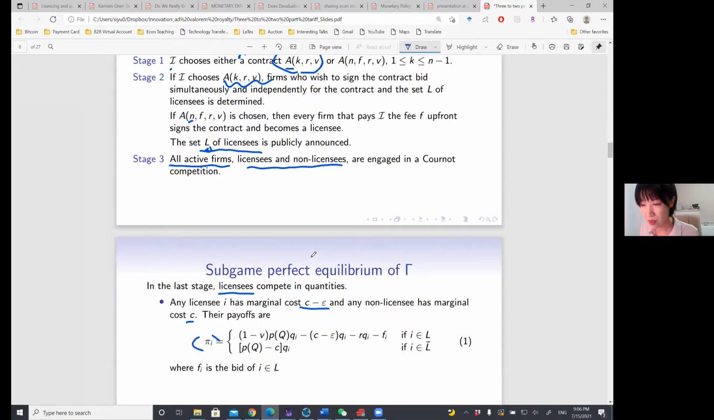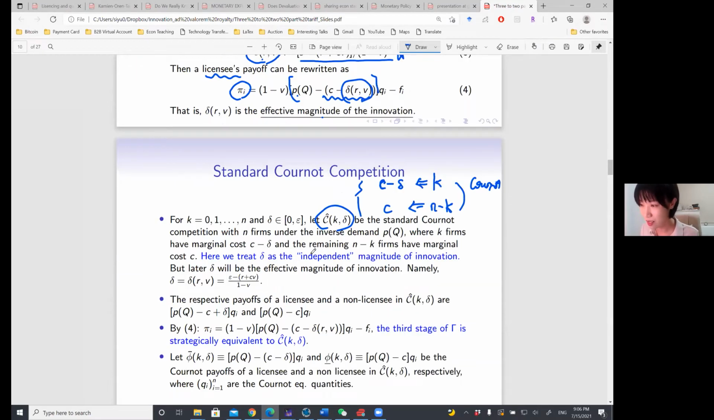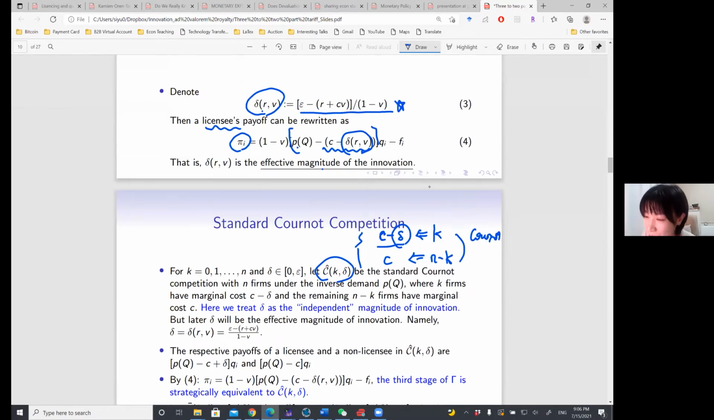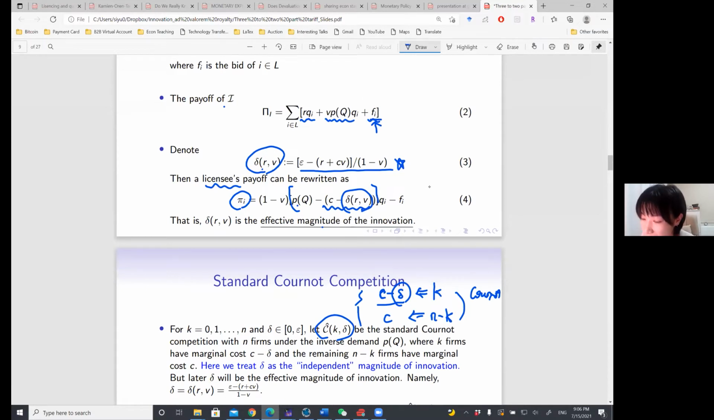So let's go back to the Cournot competition. To solve for the last stage, we assume there are K strong players with a lower marginal cost and N minus K with the original cost C. After solving this, we have a standard Cournot result, right? And here, the delta is not the delta we defined in equation 3. It's treated as an independent variable.